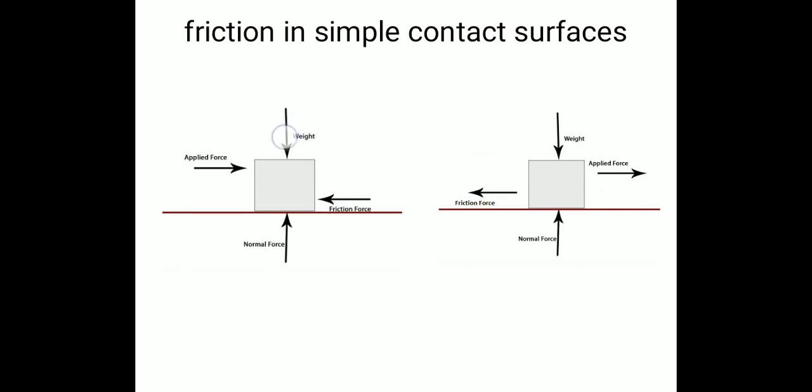Consider a block. The block has a self-weight W. The weight is balanced by the normal reaction NR. If the applied force is acting in this direction, the friction force will act in the opposite direction. Now consider this figure. A block is here, the self weight is acting downwards, so the self weight is balanced by the normal reaction. The applied force is on this side, so the opposing friction force is acting in the opposite direction. So the applied force is balanced by the friction force.